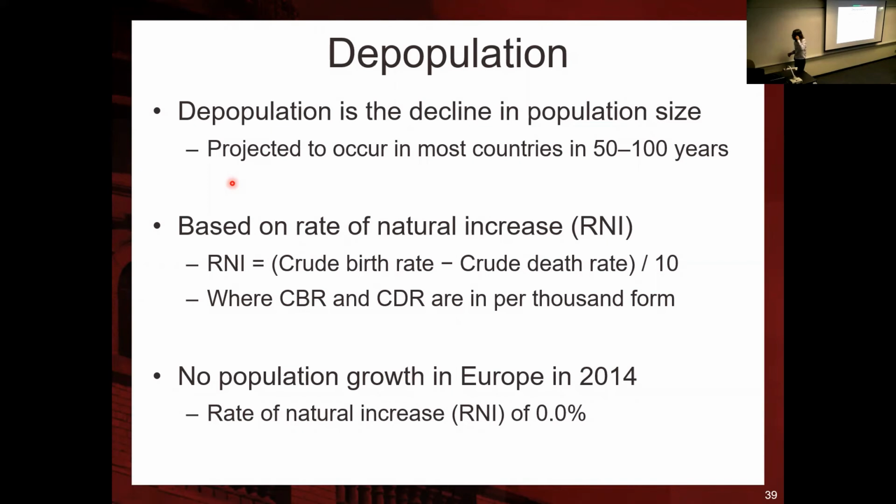The information on crude birth rate and crude death rate is per 1,000, as we saw in previous lectures. We get the overall number of babies being born divided by the population multiplied by 1,000. Overall number of people dying divided by the population multiplied by 1,000. So this information is per 1,000. If we get the information per 1,000 and divide it by 10, the rate of natural increase is in percentage terms, right?